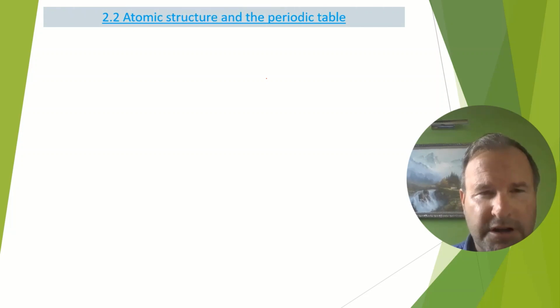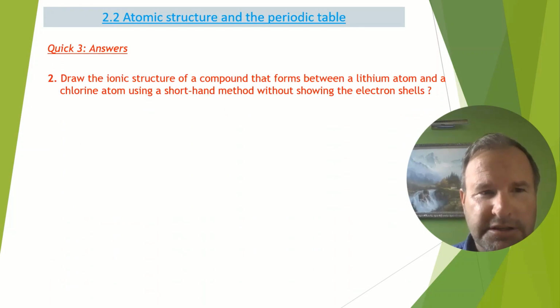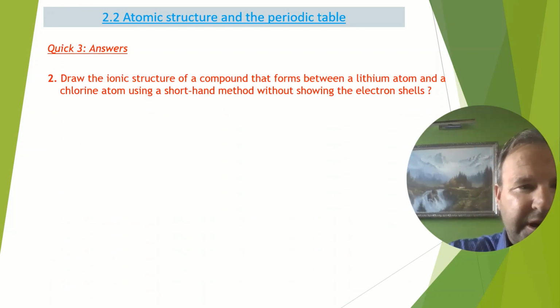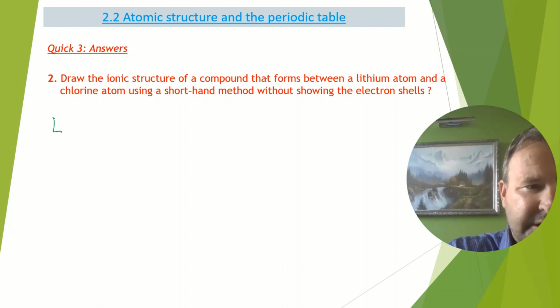Okay, let's get to the final question. It says here, draw the ionic structure of the compound that forms between lithium and chlorine. So lithium is atomic number 3, Li. Shorthand electronic structure is 2, 1.